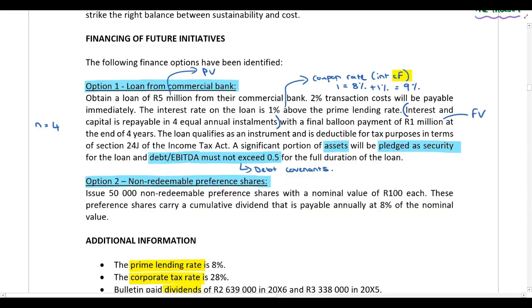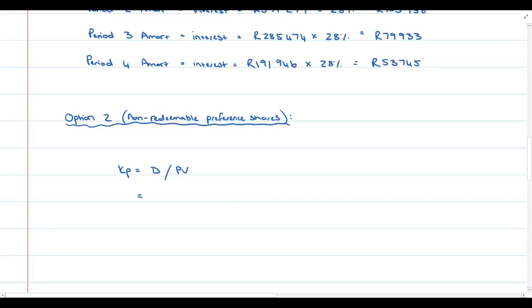So they are going to issue 50,000 non-redeemable preference shares with a nominal value of 100 Rand each. And the preference shares carry a cumulative dividend that is payable annually at 8% of the nominal value. All right, so in order to calculate the dividend, it's 50,000 preference shares of 100 Rand each. That gives us the Rand value of the preference shares, and we then need to multiply that by 8% to get the dividend.